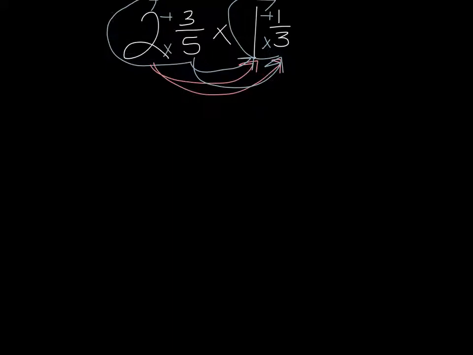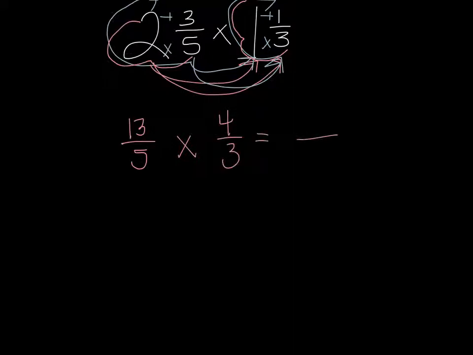So when I turn these improper, I start with 5 times 2 is 10, and 10 plus 3 is 13/5. 3 times 1 is 3, plus 1 is 4/3. And I'm going to solve 13 times 4. 4 times 3 is 12. 4 times 1 is 4, plus 1 is 5, so this is 52. And I know 5 times 3 is 15.